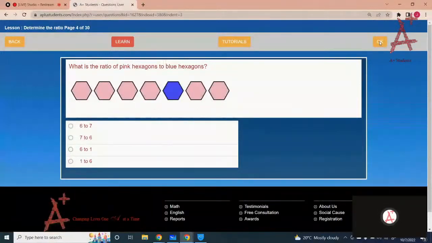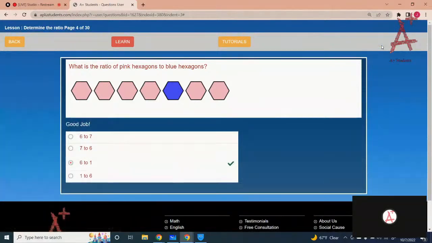What is the ratio of pink hexagons to the blue hexagons? So how many of them are pink? They are 1, 2, 3, 4, 5, 6. 6 of them are pink and one of them is blue. So the correct option is 6 to 1. Got it? So select the correct option and click on the OK button.